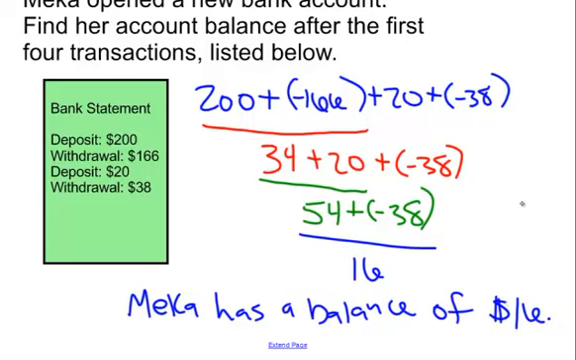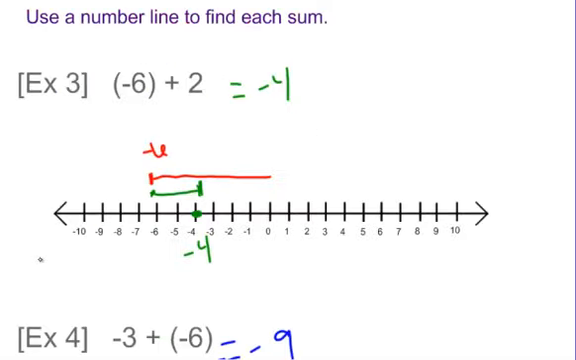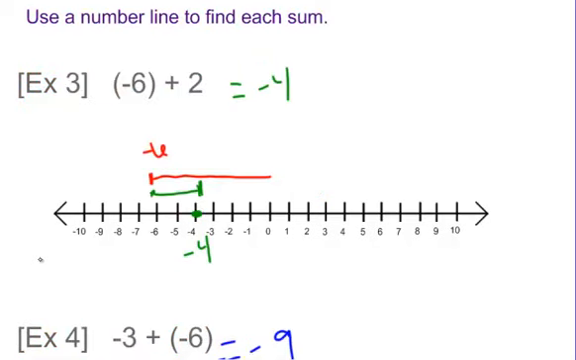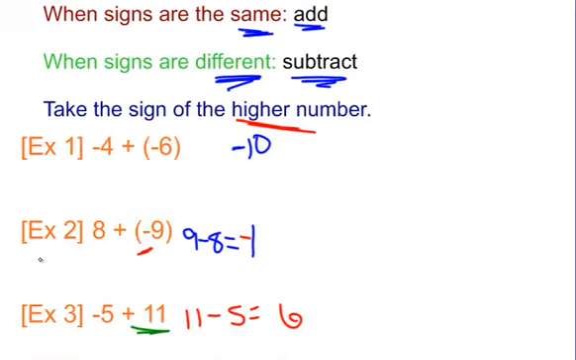All right, and that's the lesson for today. So, in conclusion, let's go back here. You can use a number line. Start at the first number, or start at 0, go to the first number, positives to the right, negatives to the left. Or, when the signs are the same, you add. When the signs are different, you subtract, and then take the sign of the higher number. Either way works.